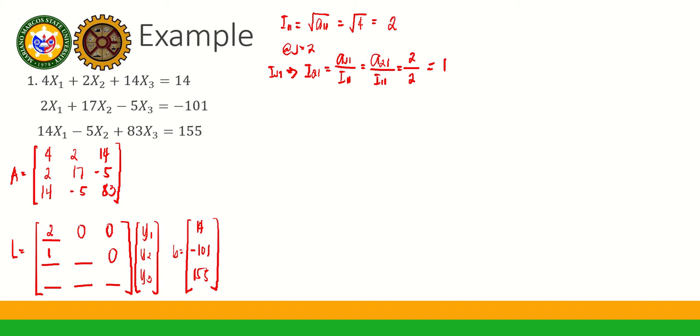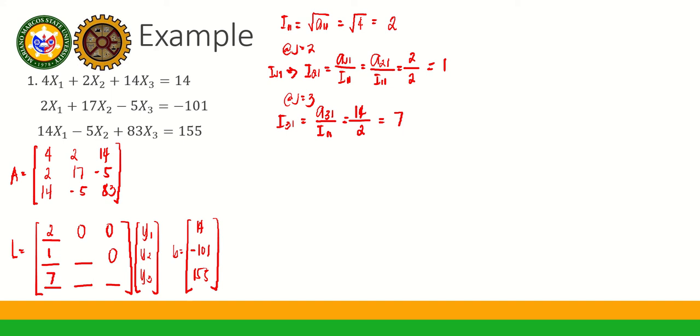Still using this formula since nasa first column pa lang tayo and unknown yung ating first element sa ating third row, first column. So, at j equal to 3, so third row na tayo, from l_j1 still. So, this will be equal to l31 equal to a_j1, j natin is 3, so a31 over l11. And the a31 from the augmented matrix is this one, so 14, and l11 natin is 2. So l31 is equal to 7.